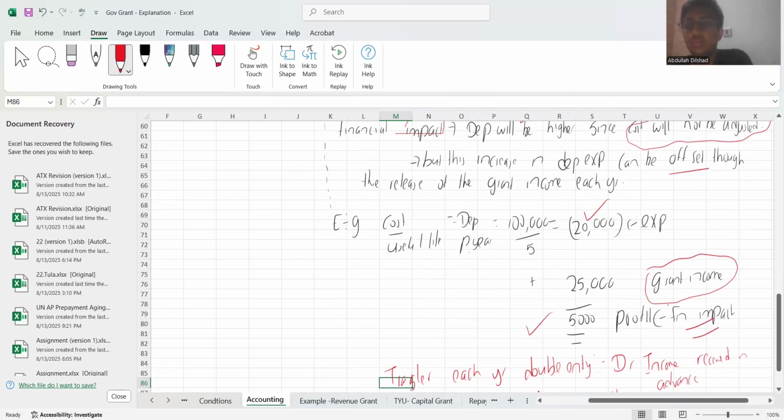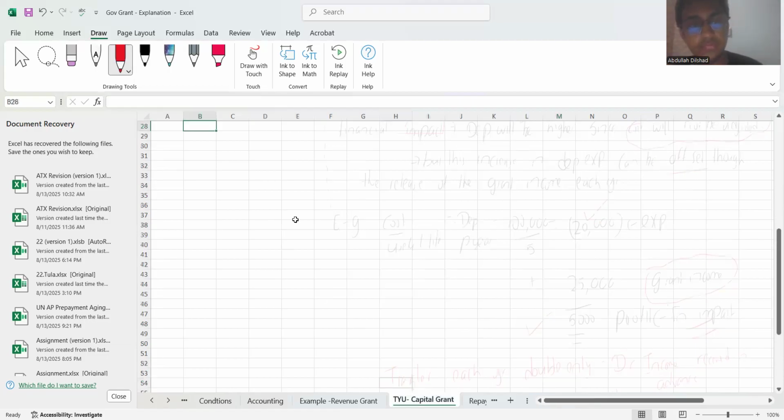Can you see? 20,000 would be shown as expense. 25,000 would be shown as grant income per year. So 5,000 would be a profit, which is your increase in financial impact, right? Now, don't worry, in your exams, they would not ask you what would be the increase, what would be the decrease. They just simply ask the double entries, or they will ask some questions related to capital grants. Now we are going to look how it can be tested through a question.